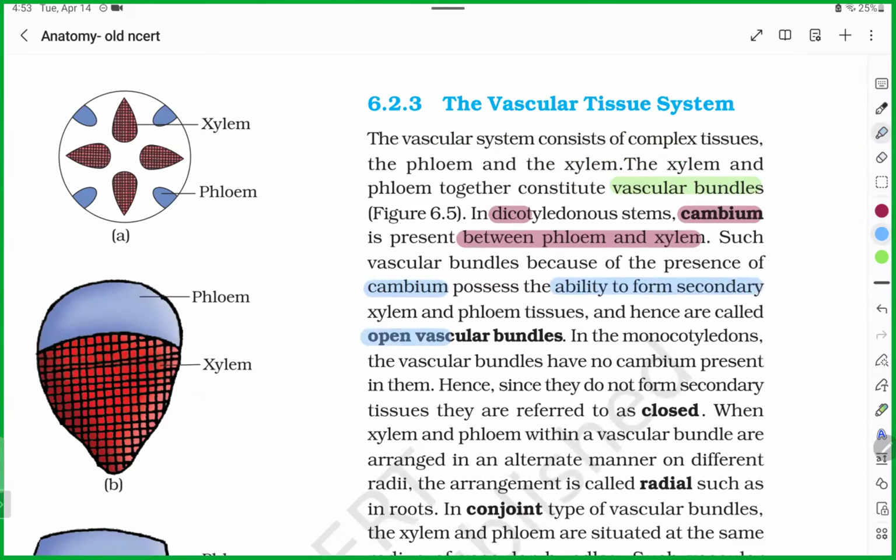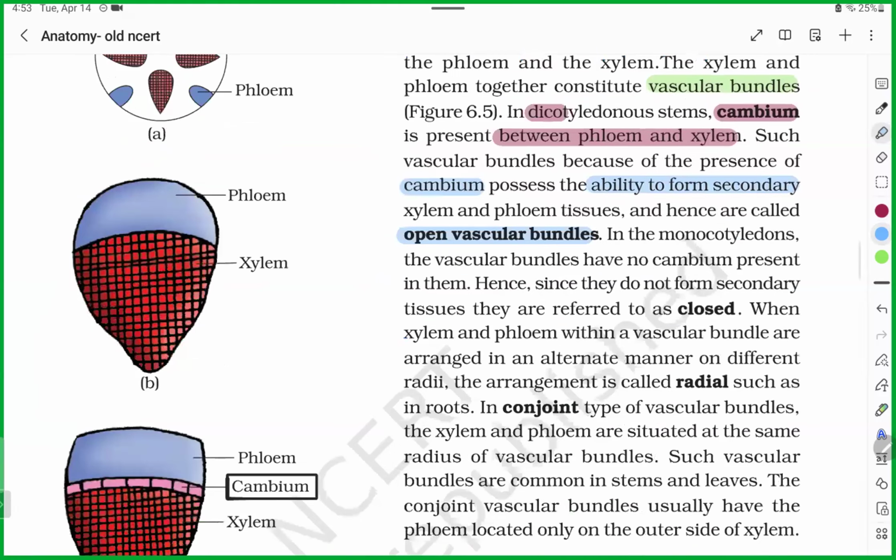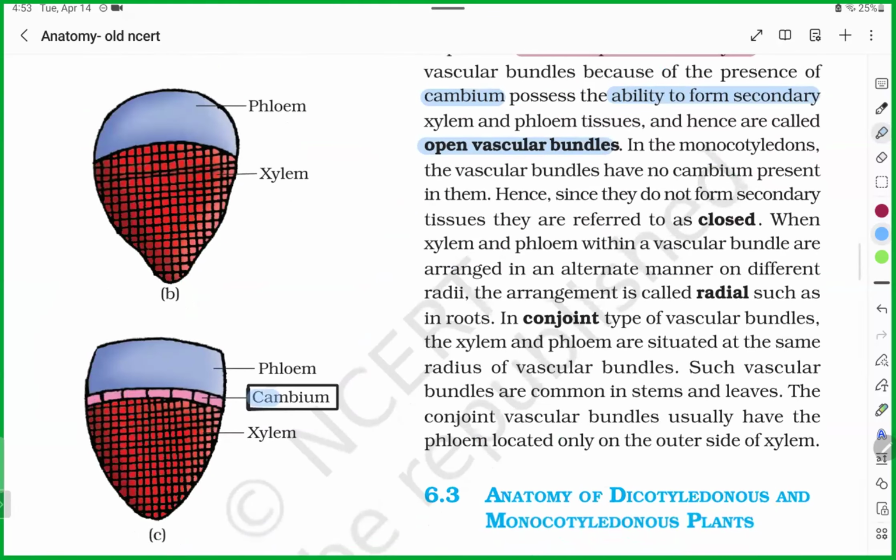That's why it is an open vascular bundle. Why open? Because between xylem and phloem you have cambium open. In case of monocot, no cambium, no secondary growth. So phloem and xylem are closely associated, with nothing between them. That is a closed vascular bundle.